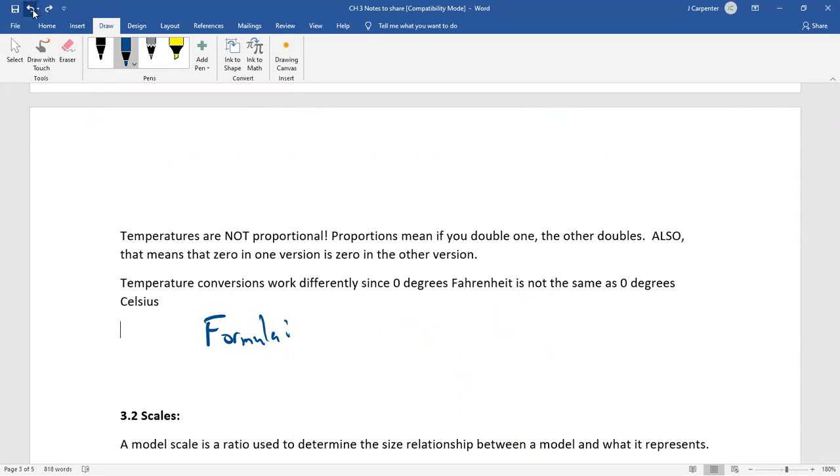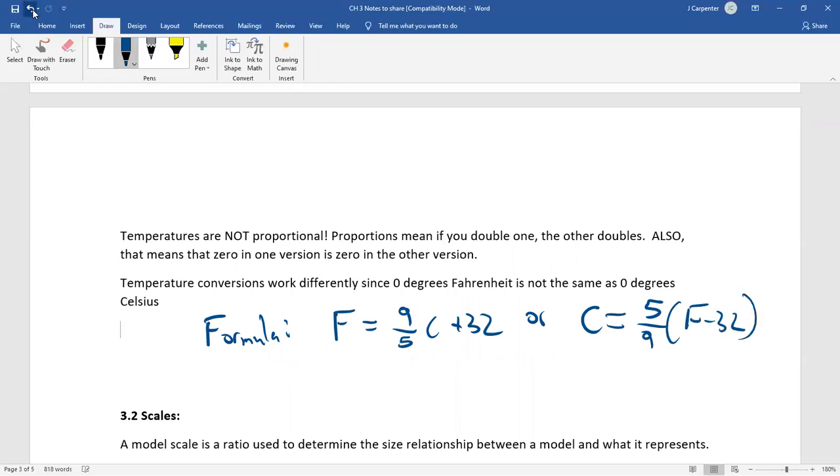The formula is F equals 9/5C plus 32. That's one of them. Or C equals 5/9 parentheses F minus 32. I forgot my parentheses. That's what happened. Those are the two formulas, but I only have to give you one of them. I don't have to give you both because you should know your basics of algebra.